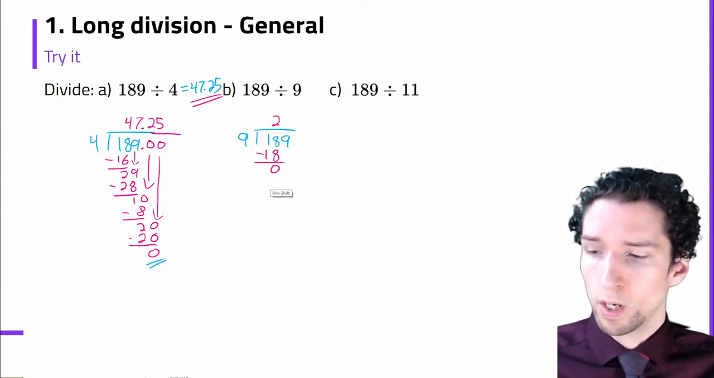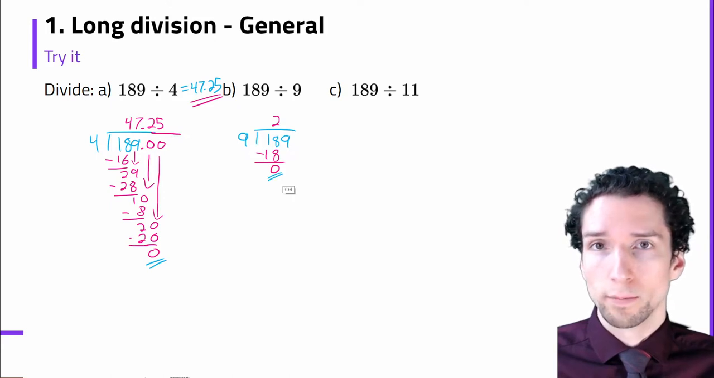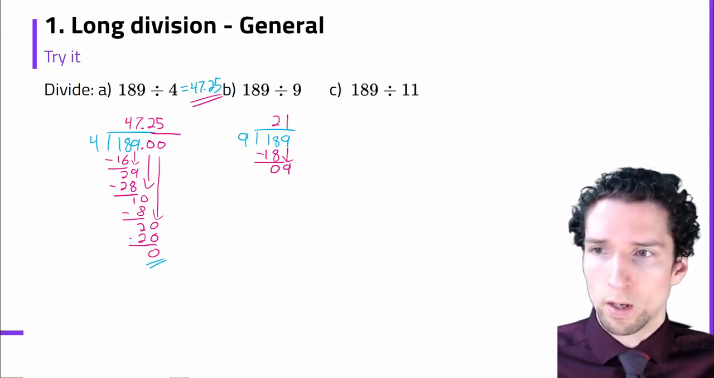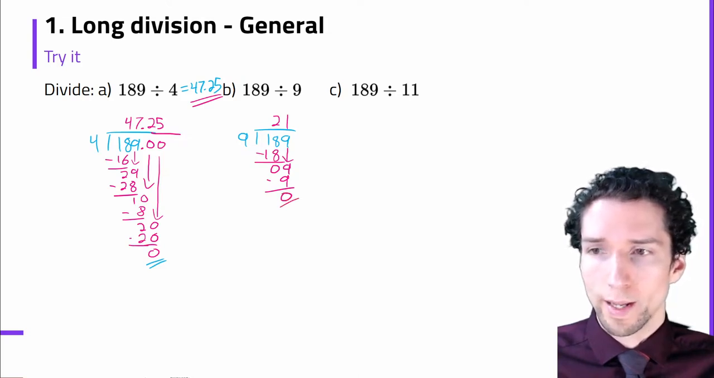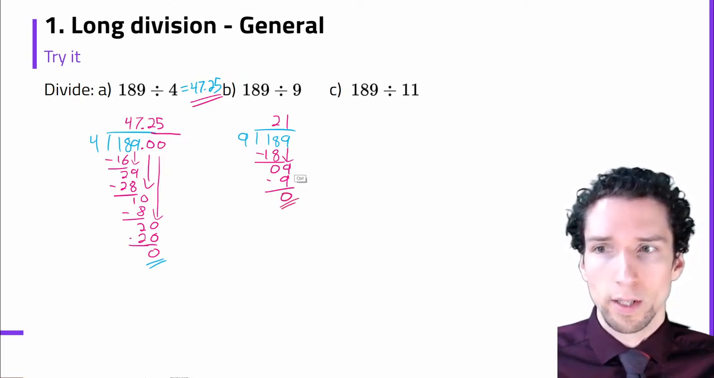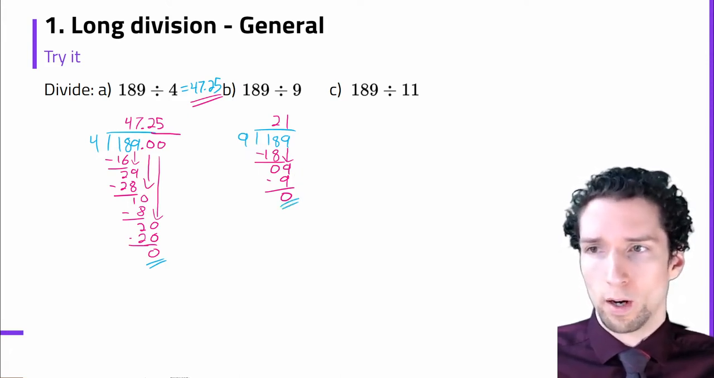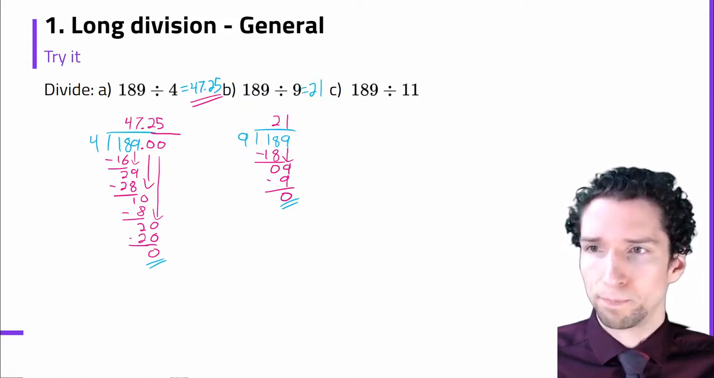Okay, 0 here, but no, we're not done because we have more digits in the original number. So we'll bring down our 9 here. So 9 into 9, that's 1 time, obviously, and 9 and 0. Okay, we have a 0 here, and it's also the final digit. There's nothing left to work with. So now we are finished the problem, and our answer here is 21.